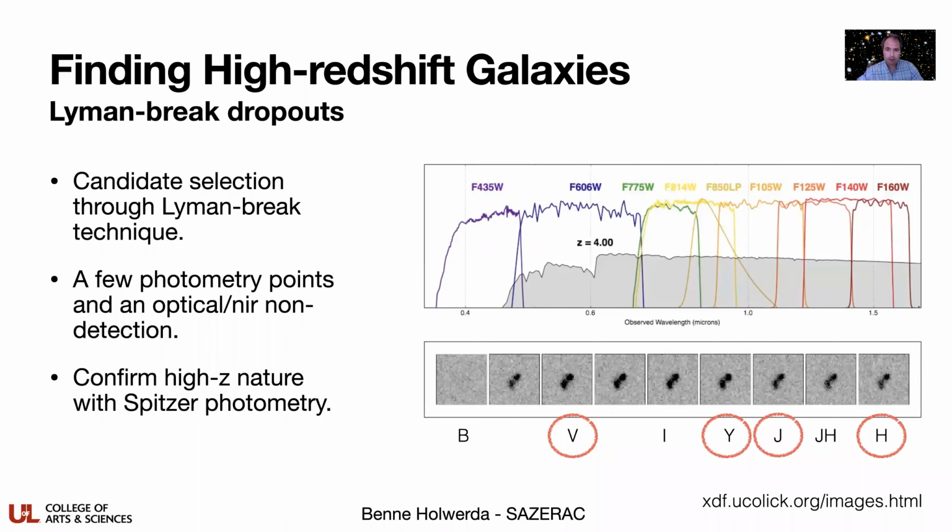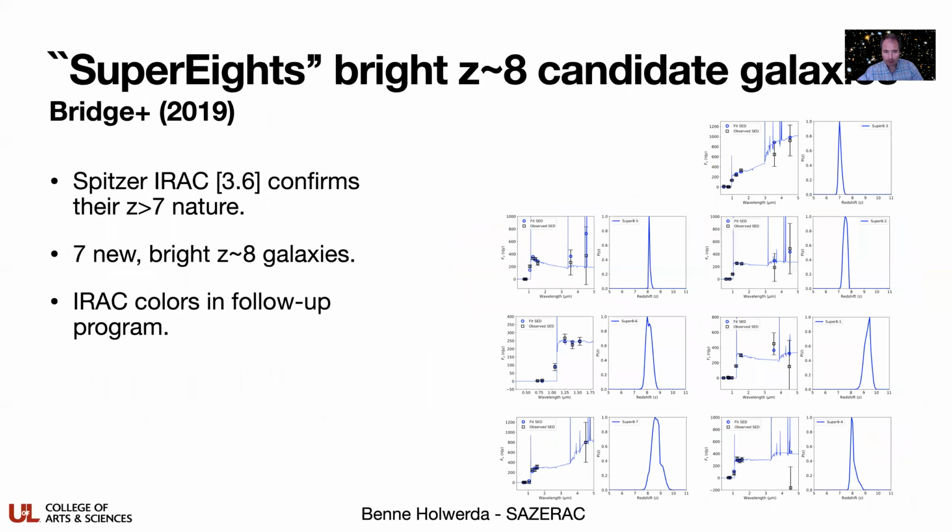So finding high-redshift galaxies, traditionally we've done that through the Lyman break dropout. And so really what the information that we have are a few photometric detections in the near infrared and a non-detection in an optical band. And then we confirm those typically with Spitzer photometry. That is what Joanna has done for some of these Super 8s, these bright redshift 8 candidate galaxies. And she reported on that in 2019.